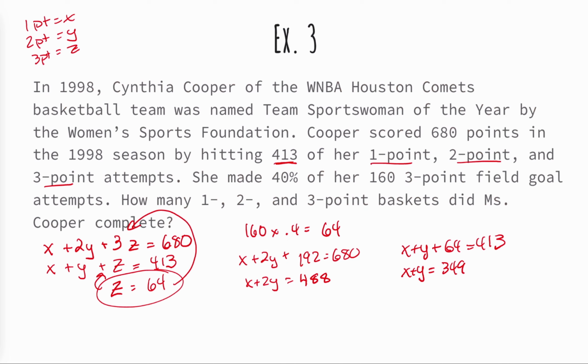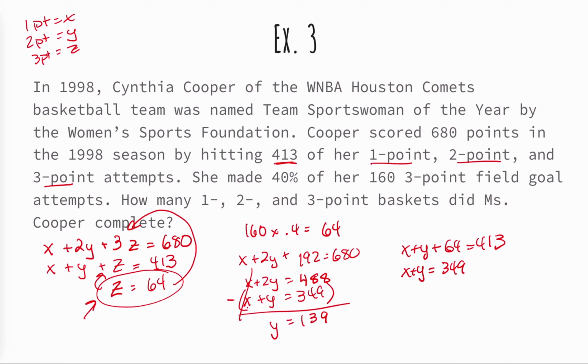Now, here, again, you can do substitution or you can do elimination. Doesn't matter. I'm going to do elimination now. We can mix and match, right? We did substitution here, but now we can do elimination. So I'm going to make this subtract x, so minus x minus y equals negative 349. And so x minus x, the x's go away. 2y minus y is y. 488 minus 349 is 139.